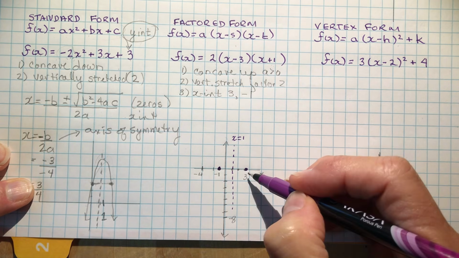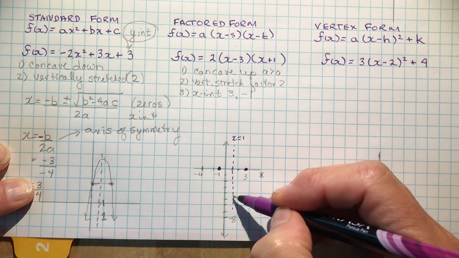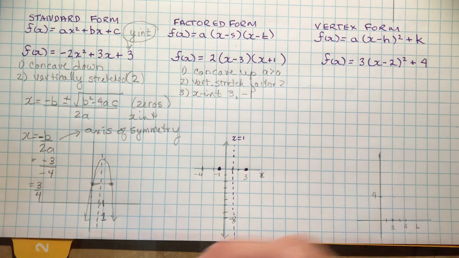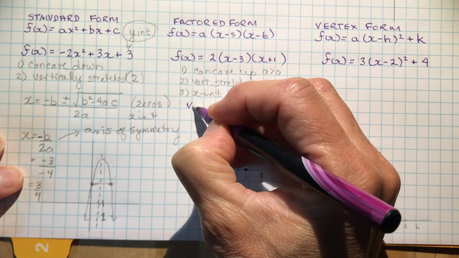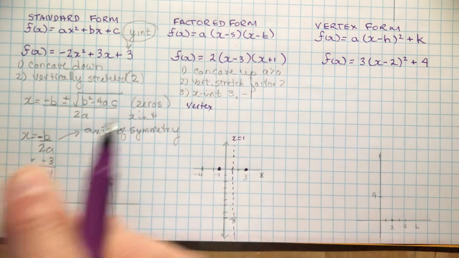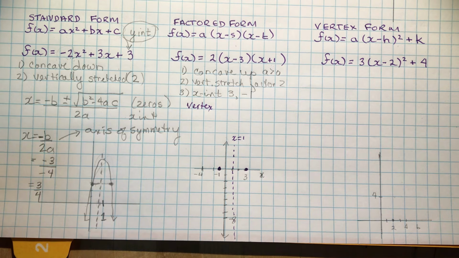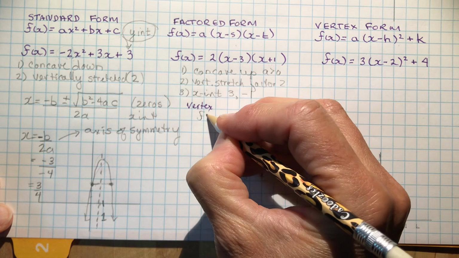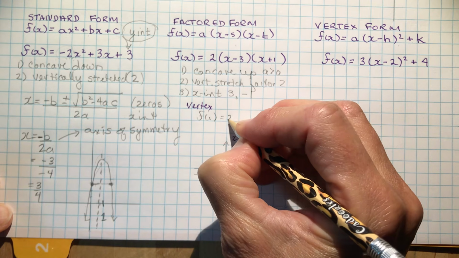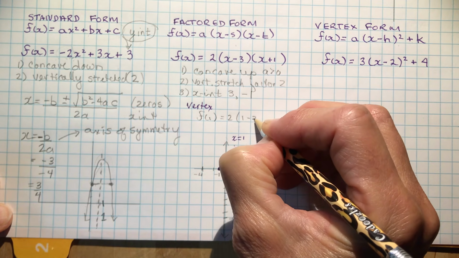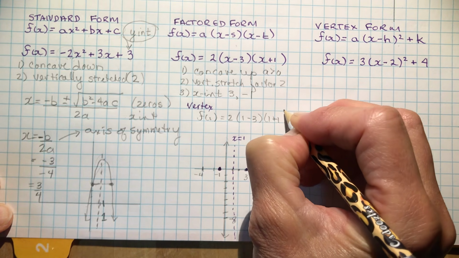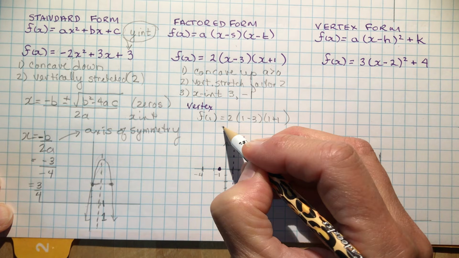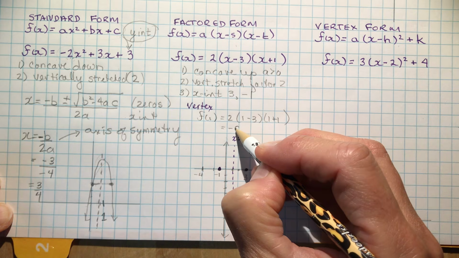It's concave up. If I wanted to know how far down this function goes, if I want to know where the vertex is, so I'm just going to write vertex here in nice purple. For the vertex, I'm going to have to figure out what is the height of the function when x is 1, or solve for f at 1. So 2 times 1 minus 3 times 1 plus 1. That's going to be -2 times 2 is -4 times 2 is -8.